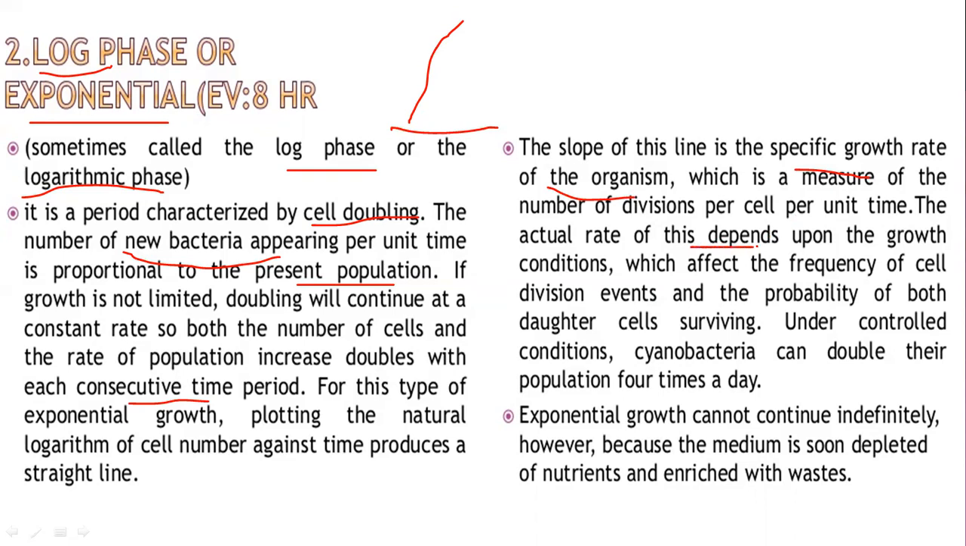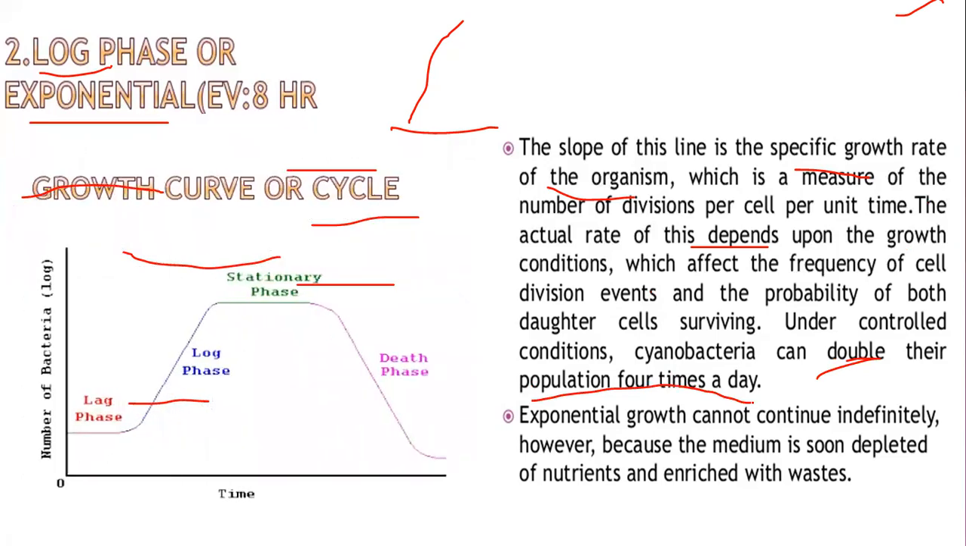The actual rate depends upon the growth conditions, which affect the frequency of cell division events. Like if it has proper surviving conditions, a proper nutritional medium, then it will increase more and more in number. Under controlled conditions, cyanobacteria can double their population 4 times per day.